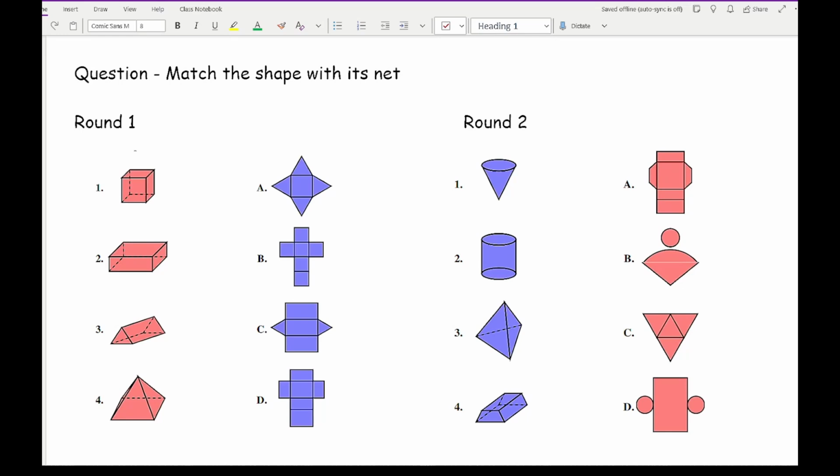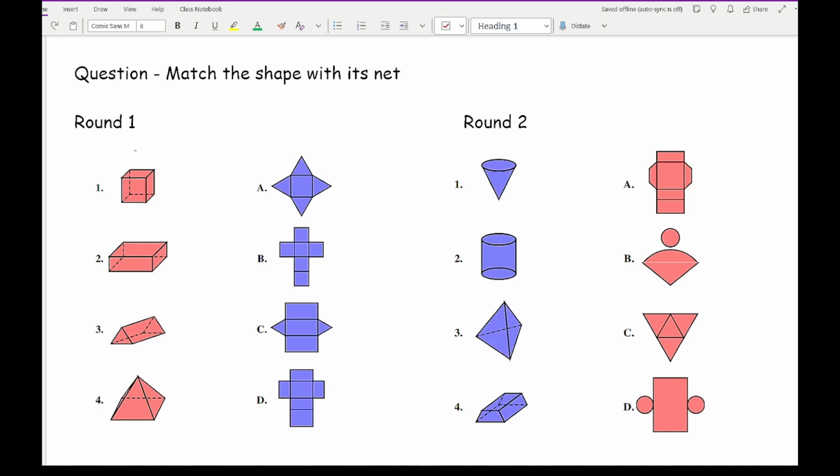Now how these questions are often presented in an exam or in a test is like this, where you're given a 3D shape and you need to match up the net of the shape. So if you'd like to, pause this video and have a go at these questions and then unpause as we go through the answers. So looking at question 1 or round 1, let's have a look at these questions.